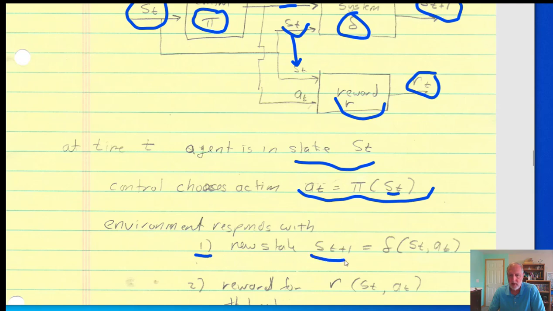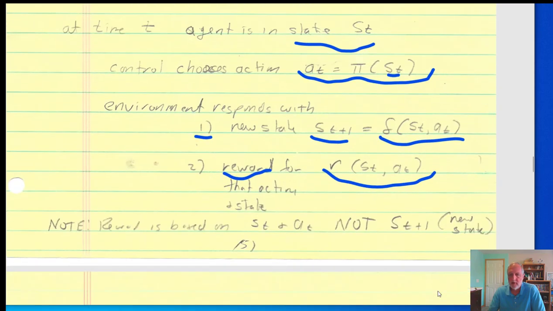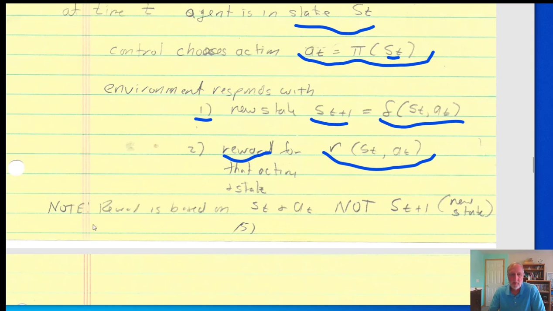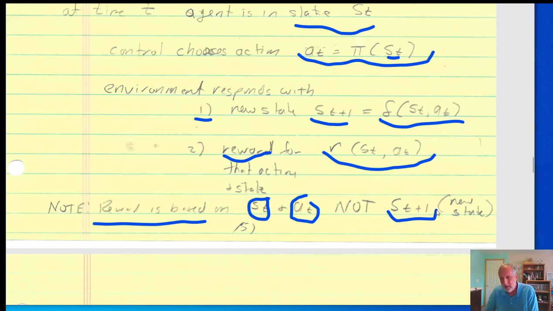First, a new state. That's the delta function. And a reward for taking that action from that state. Note the reward is based on the initial state where it started at the time t and the action taken. This thing does not look at the next state that it ends up in. It simply gets a reward for the motion or the action that it took.